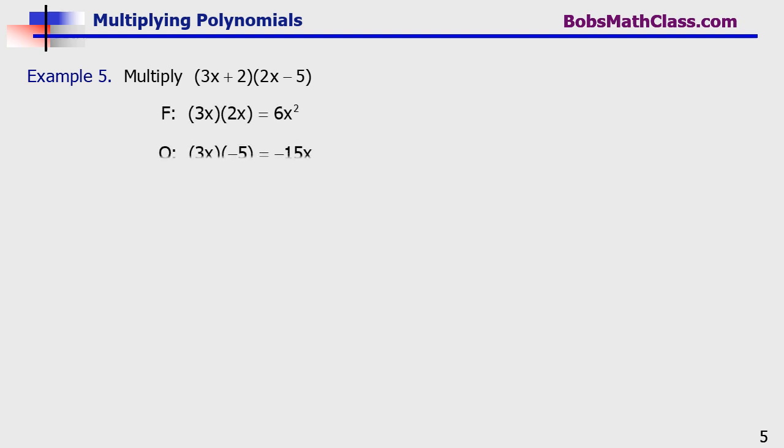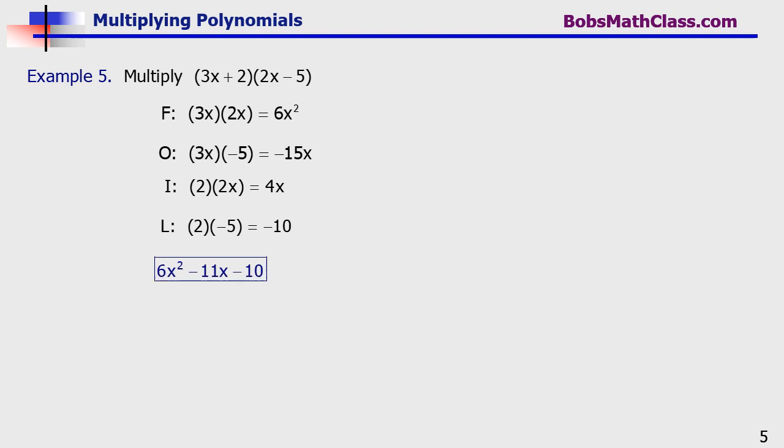6x squared. Negative 15x. 4x. Negative 10. Putting it all together, just add the two like terms that are in the middle, the negative 15x and 4x, that's a negative 11x, and you're all done. Again, if you don't want to write out FOIL, you don't have to. You can just write the answers like we were doing before.